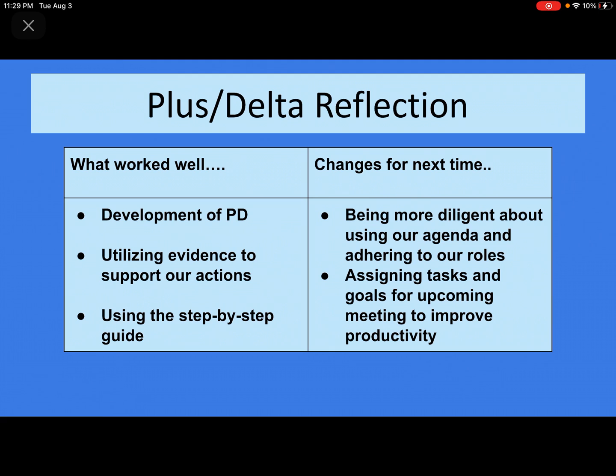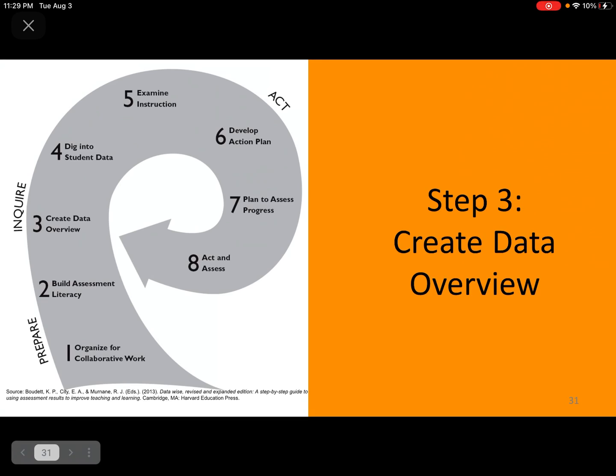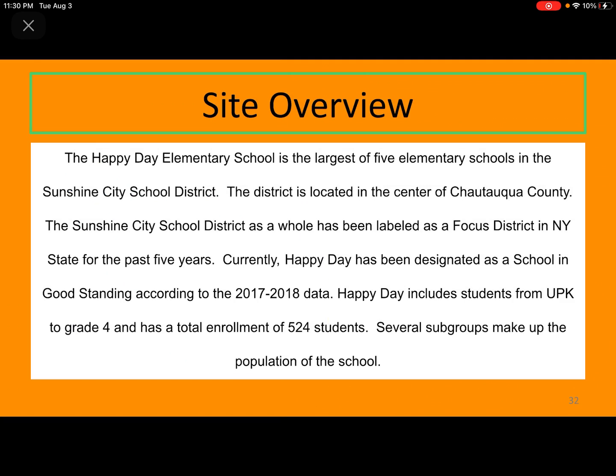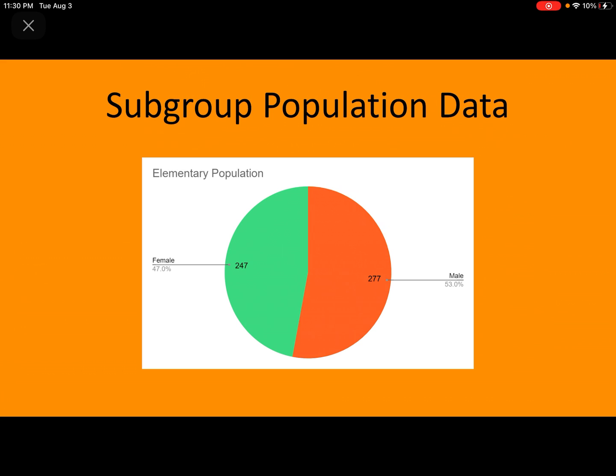Here are our reflections after step 2 was initiated, addressing what worked well, and our changes for next time. Step 3 discusses creating a data overview with the use of graphic displays that engage school staff in productive discussions around the results of the given data. So here's a site overview.